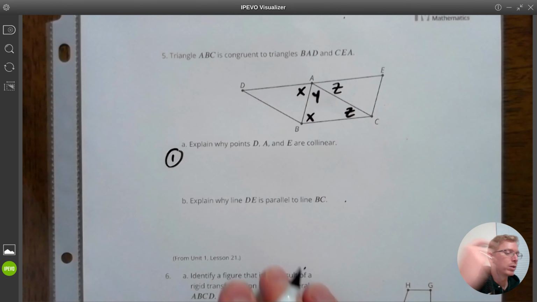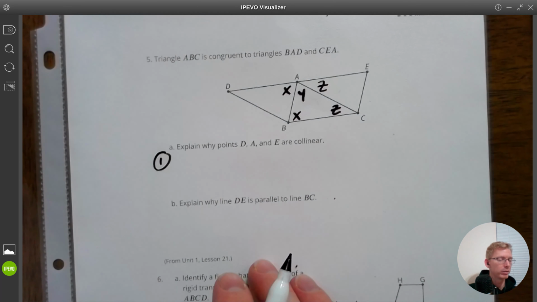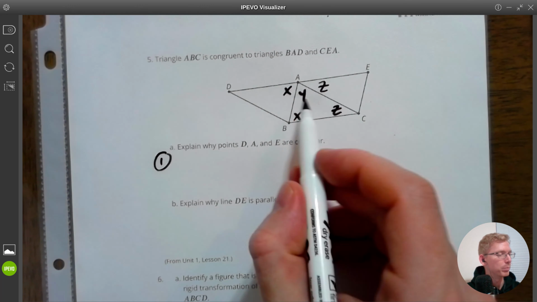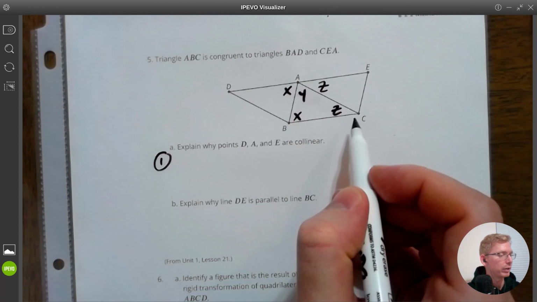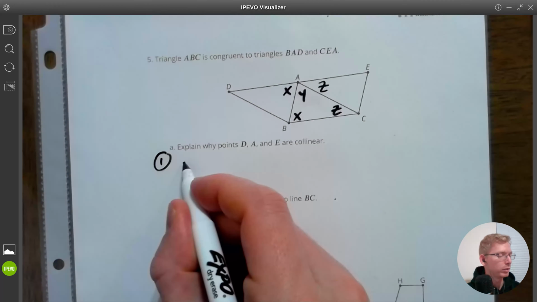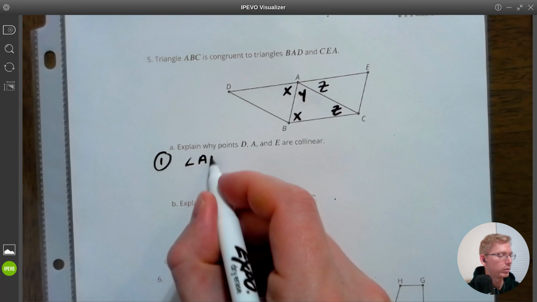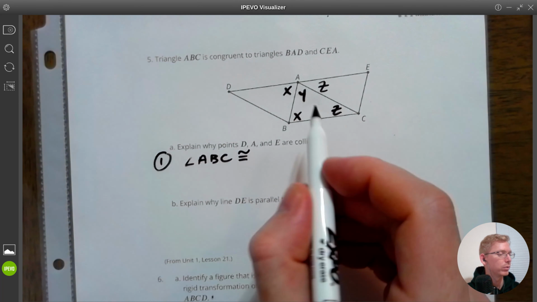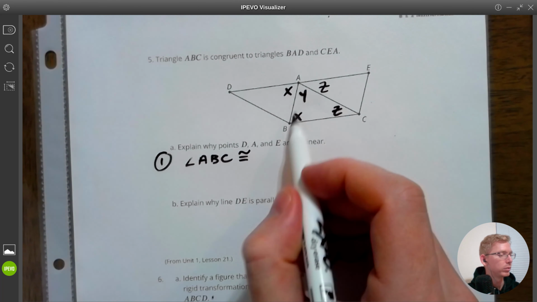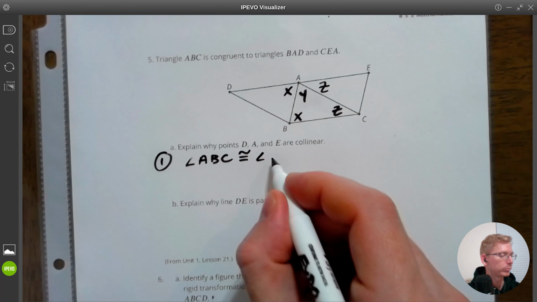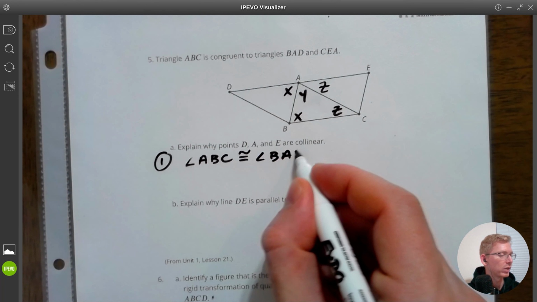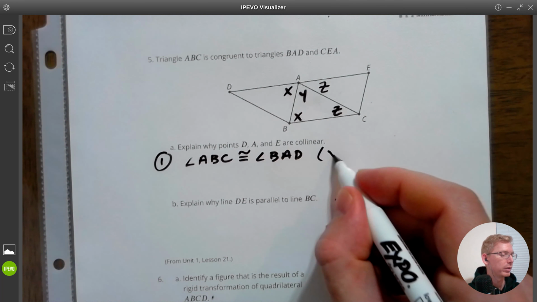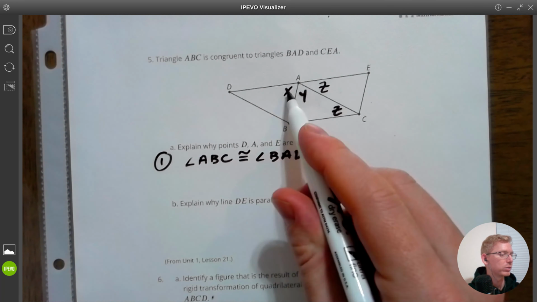Okay? So we're going to say because of the congruence statement that we know up here, the measure of this angle, angle ABC, is congruent to angle BAD. Okay, these are the ones that are both the X, right? So the X degrees here is equal to the X degrees over there.